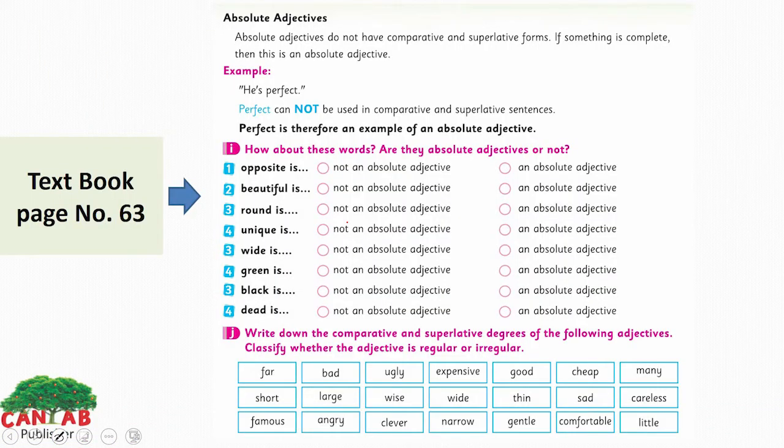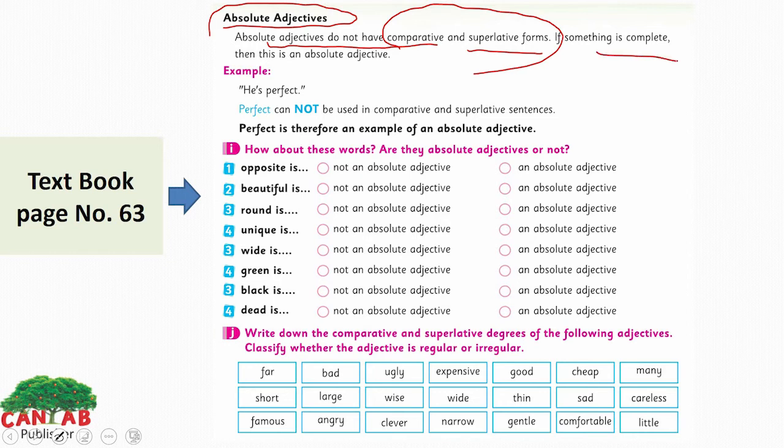Page number 63 of your textbook, we are going to discuss the absolute adjectives here. What are the absolute adjectives? I hope you have learned this in your previous class too. What are absolute adjectives? Absolute adjectives do not have comparative and superlative forms. We have discussed the comparative and superlative forms in your previous lesson.